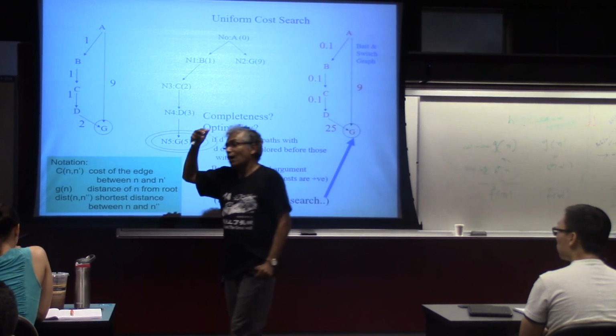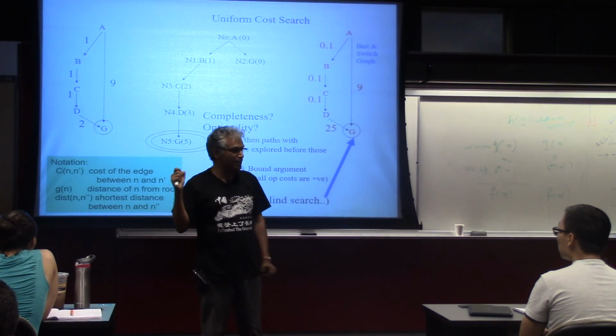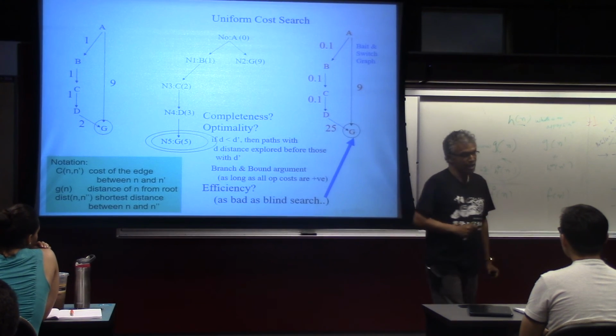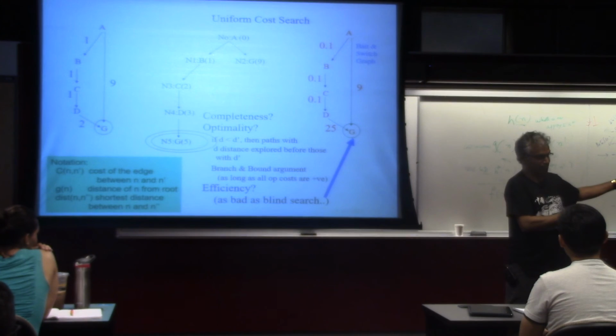Okay? So, if you overestimate the cost, you are no longer guaranteed optimality. If you underestimate the cost, you are guaranteed optimality. If you underestimate it too much, you are just as bad as a blind search.